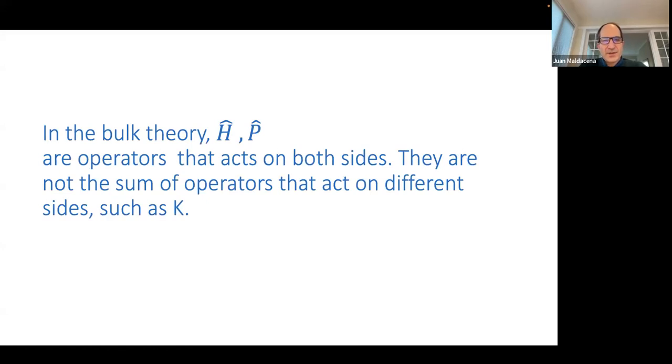So the first, some points. In the bulk theory, these operators we define, H hat, P hat, and so on, are operators that act on both sides. So they are not the sum of an operator that acts on different sides, such as K. So K is like H left minus H right in the macroscopic theory. So H hat and P hat are operators which really are acting on both sides.